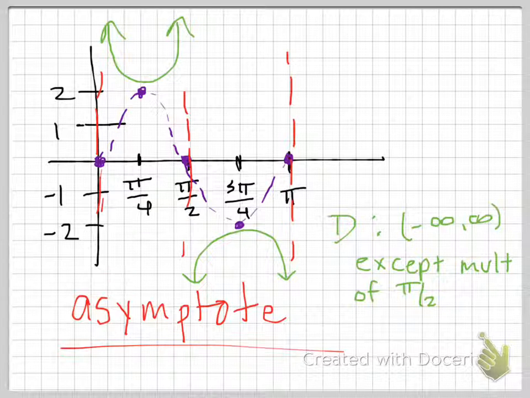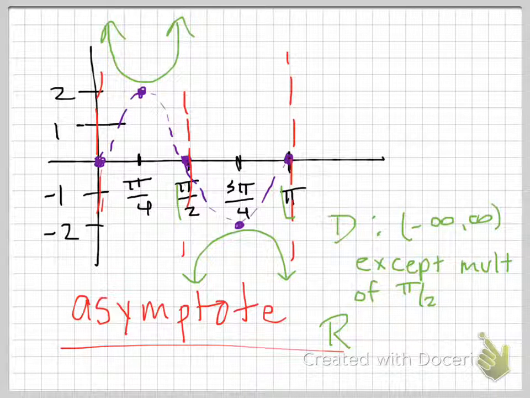So notice every half, here's a half, there's an asymptote. So a half and a half is a whole, so there's one, that's their asymptote. Your next asymptote will happen at 1.5 pi. Okay, so that's how you do the domain.